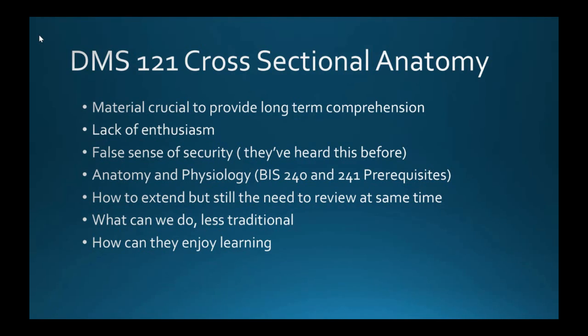Okay, and so we have to, you wouldn't want them working on you, right? And so that lack of enthusiasm, we needed to get that up. They had a false sense of security as they listened to us because the prerequisite to the program is anatomy and physiology 1 and 2.